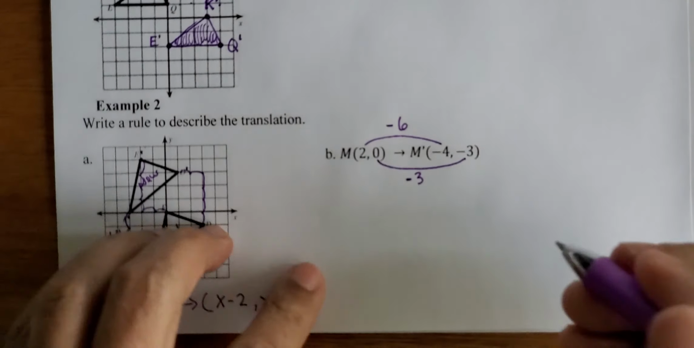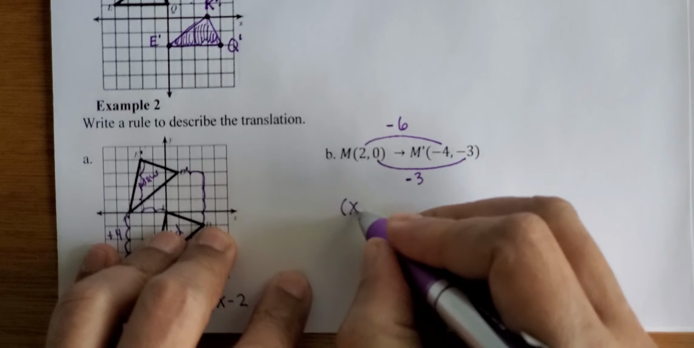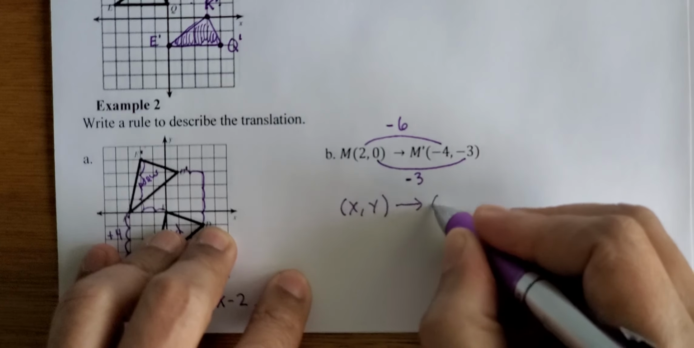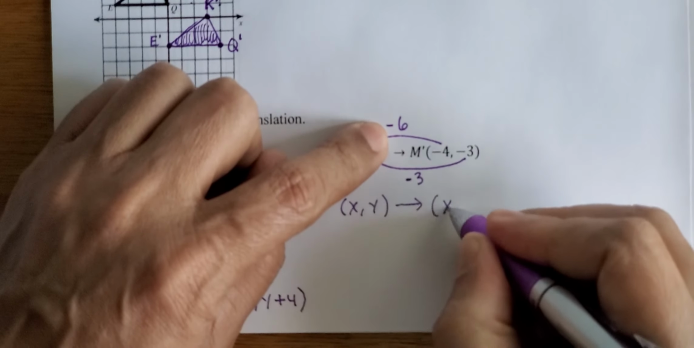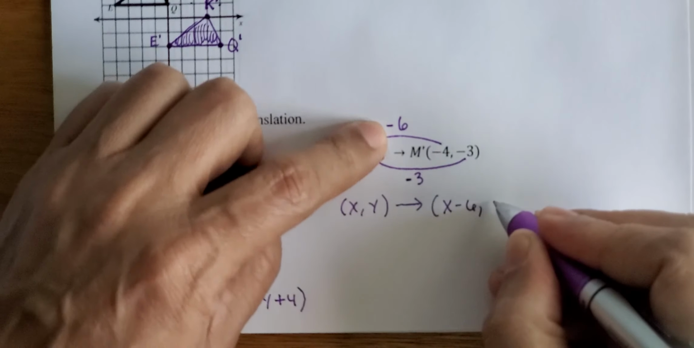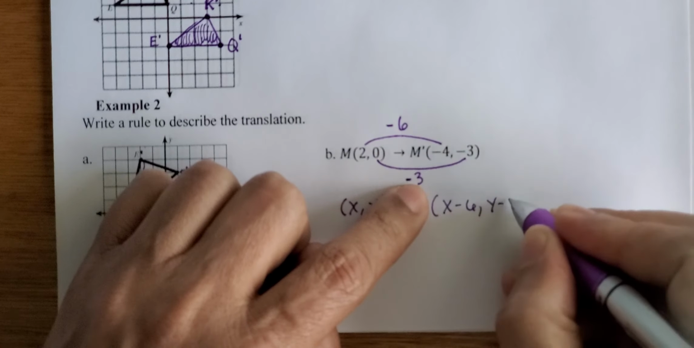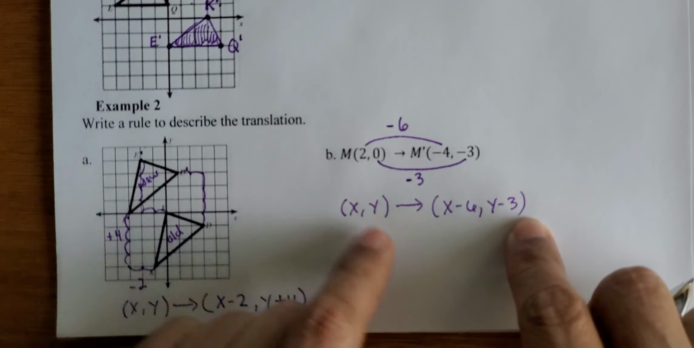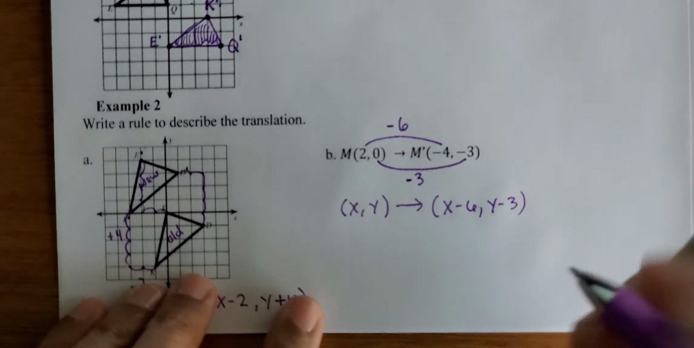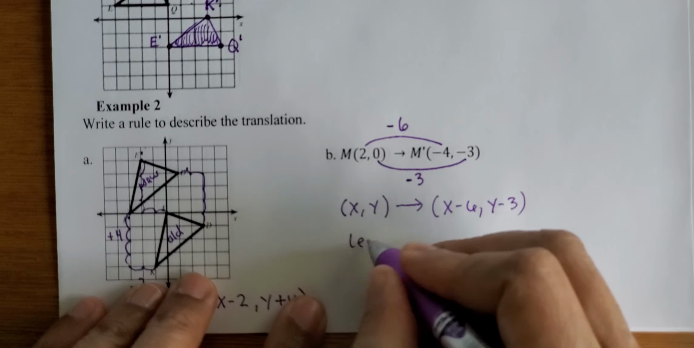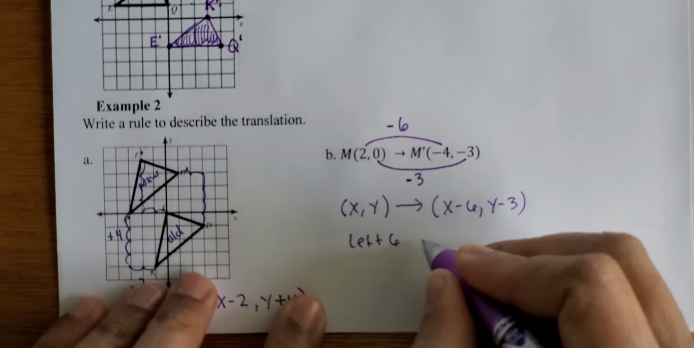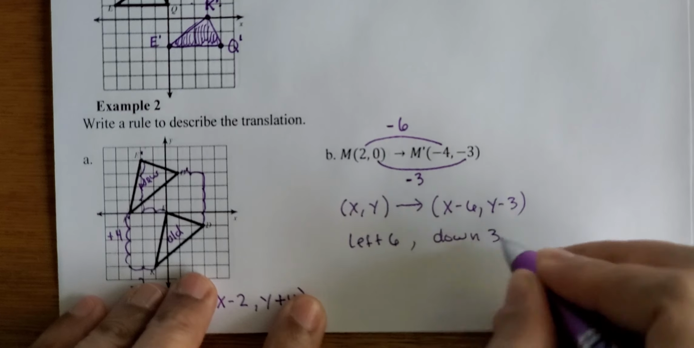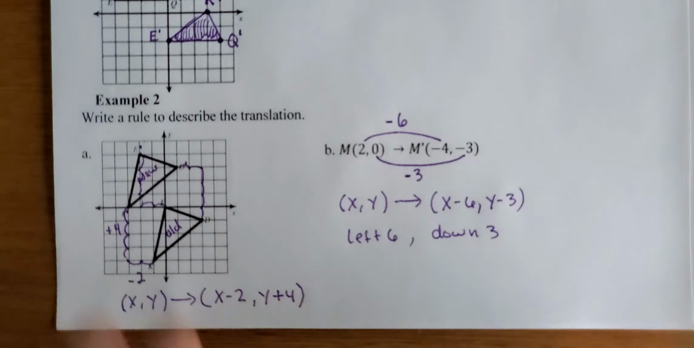So then to write the rule, you would say x and y coordinates, and to the x coordinates, I'm going to subtract 6. So x minus 6. And to the y coordinates, I'm going to say y minus 3. So this is the rule that would help you determine this transformation. Or you can also write it down. You can say left 6 and down 3, which is what this is saying. Left 6, down 3. I hope that helps.